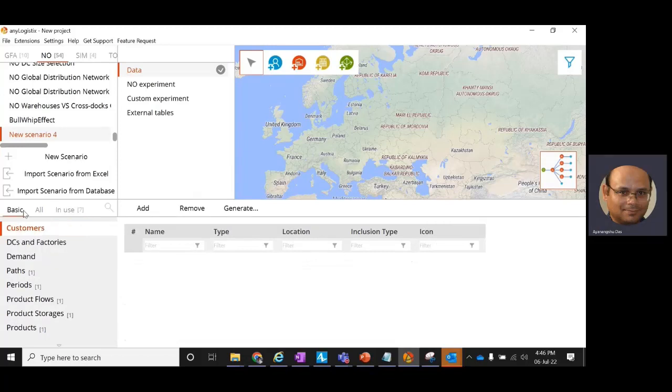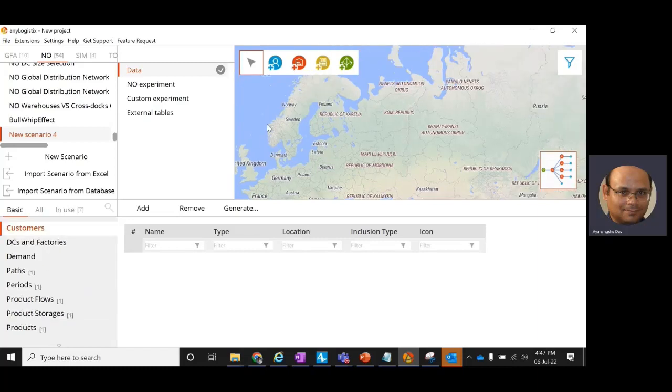which are categorized under in use because these tables are filled. However, there is a set of basic tables which ALX suggests should be populated. And then the rest of the tables are categorized under all, where we find all the tables that are used in network optimization.